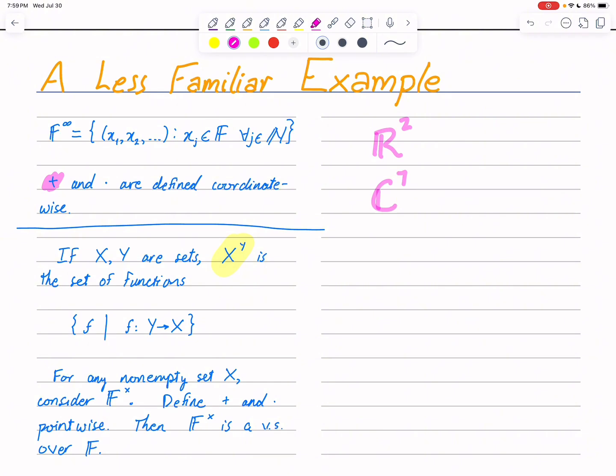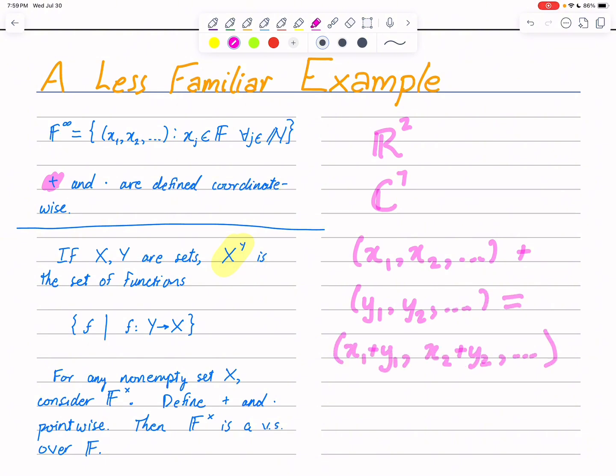Well, it's just kind of natural and obvious, really, right? We'll just do coordinate-wise addition. So if you have the list x1, x2, and so on, and we add another list y1, y2, and so on, then this is what we mean by their addition, right? You just do coordinate-wise addition. Take the first coordinate of each list and add them together. Then take the second coordinate of each list and add them together. And that builds up your new infinite list of field elements, right?